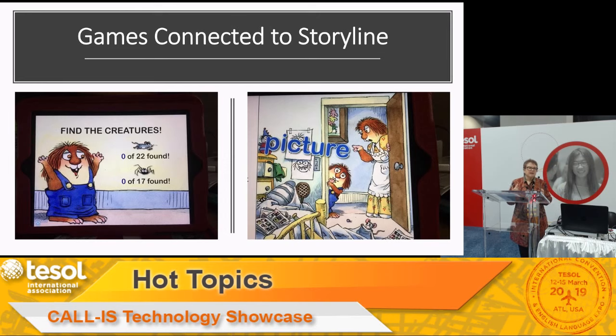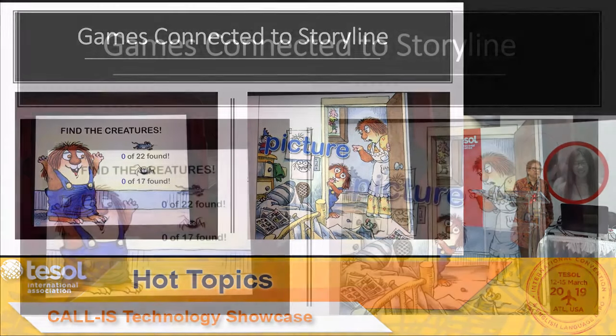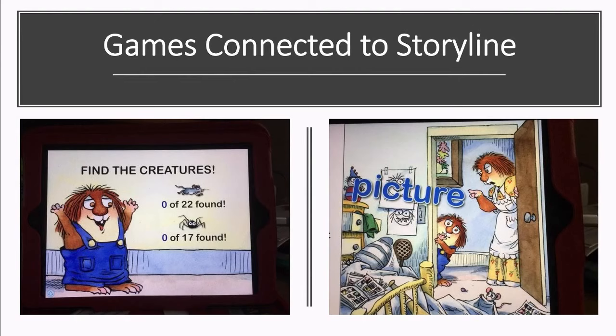There are also games connected, and this is sort of a vocabulary game. As you go through each of the Little Critter stories, in each picture frame, you have a number of things you can click on. And when you click on them, it gives you the name of the object. So there's Mom and Little Critter. She asked him to clean up his room. Obviously, he didn't listen. And Little Critter didn't clean up his room. And so I clicked on, just as an example for you, the picture in the picture, and it came up as picture.